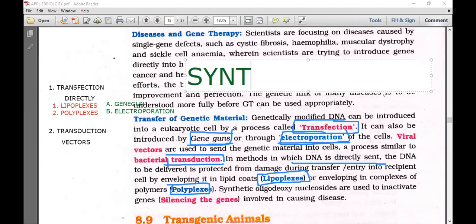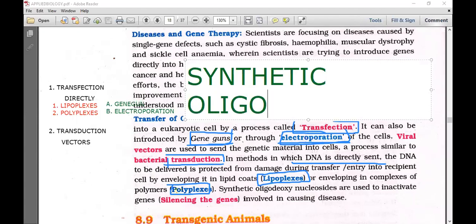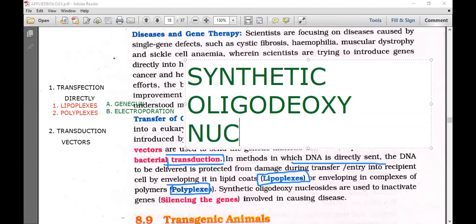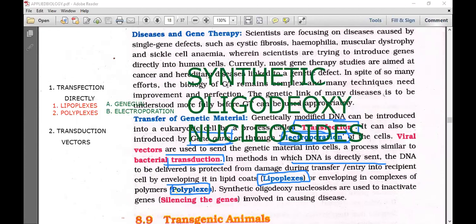For that, this is very important. I am writing much bigger. Synthetic oligodeoxynucleosides are used to inactivate the gene. They are used to inactivate the genes for what? For silencing that particular gene. That means synthetic oligodeoxynucleosides are used to inactivate or silence the genes involved in causing disease.